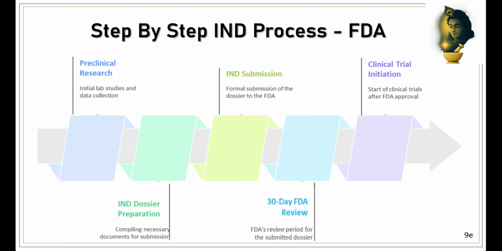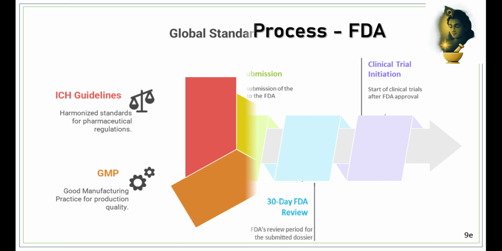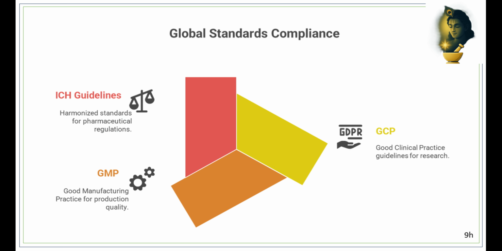The process doesn't stop here. Throughout the trial, adherence to global standards such as GCP, GMP, and ICH guidelines is mandatory. Any adverse events, protocol changes, or safety signals must be documented and reported under the IND safety reporting requirements. The structured IND flow ensures patient safety, scientific rigor, and regulatory transparency as a drug transitions from bench to bedside.